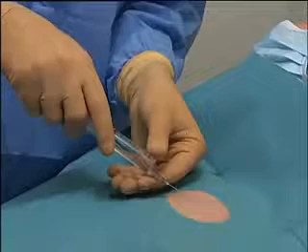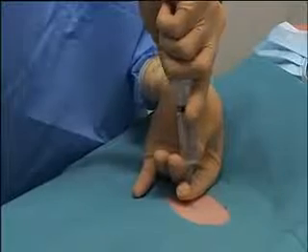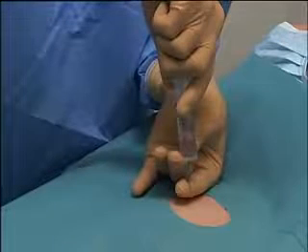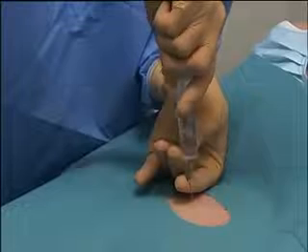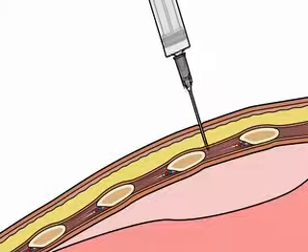Switch to a 22 gauge needle and anesthetize the deeper layers of tissue by inserting the needle at an angle perpendicular to the skin. Before injecting the anesthetic, always aspirate the site to make sure the needle has not entered a blood vessel. Progress with the needle just over the top of the third rib through the intercostal muscles in the direction of the pleural space.